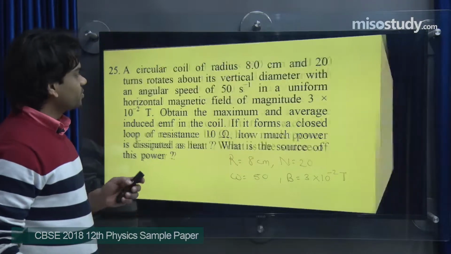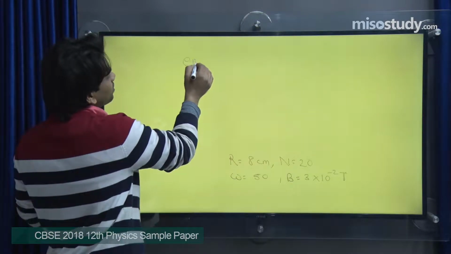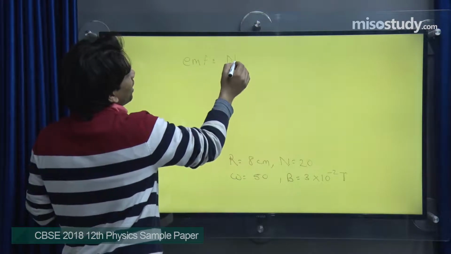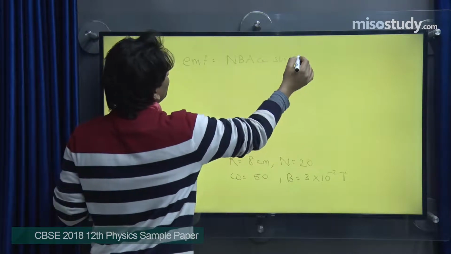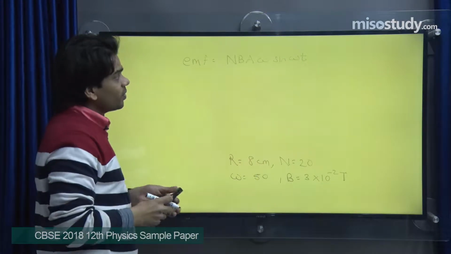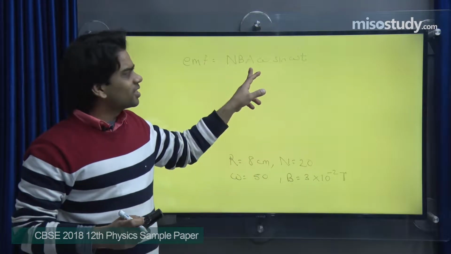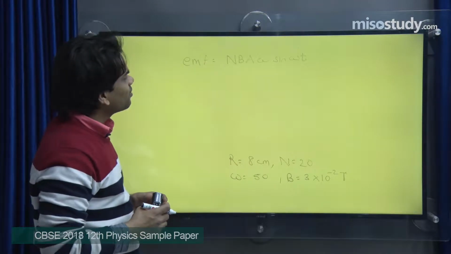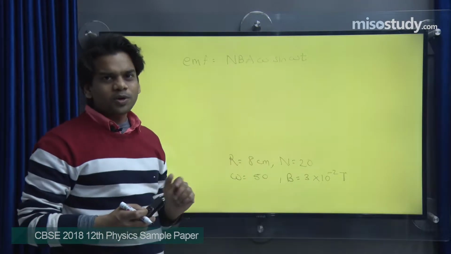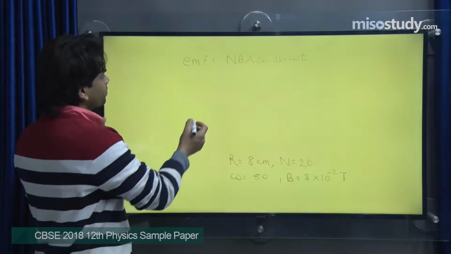See here, if you remember, when a coil is rotated, the EMF induced is given as N B A omega sine omega t. N is the number of turns, B is the magnetic field, A is the area of cross section, and omega is the angular frequency or angular speed. That is the value of angular frequency, it's given. Substitute the values.